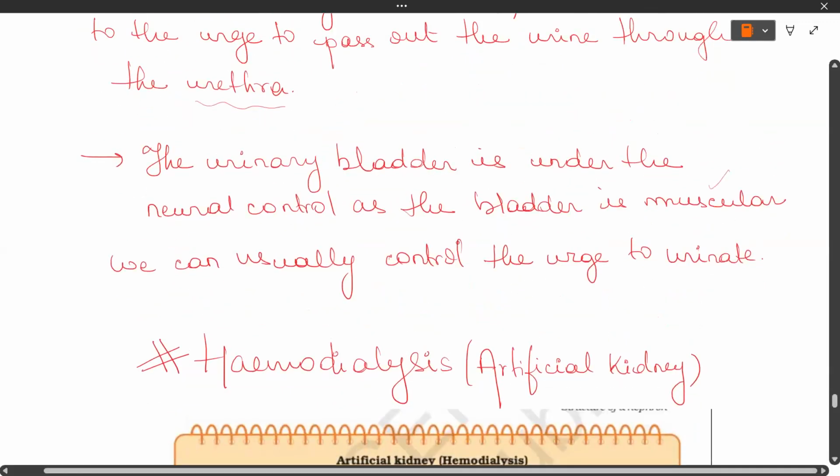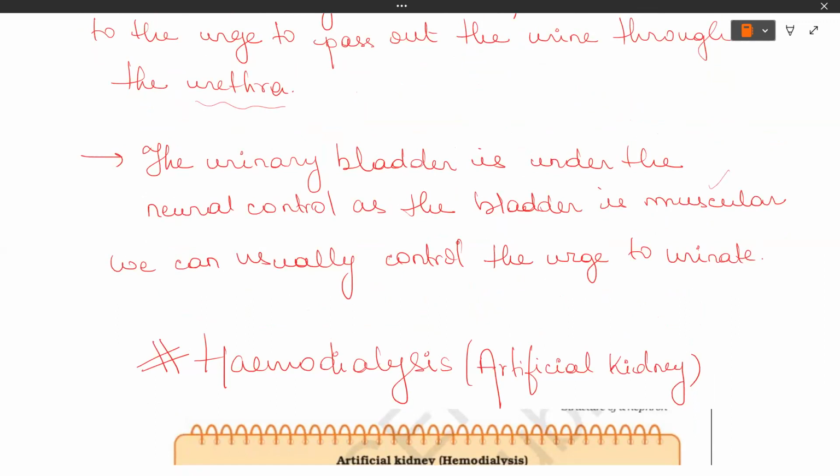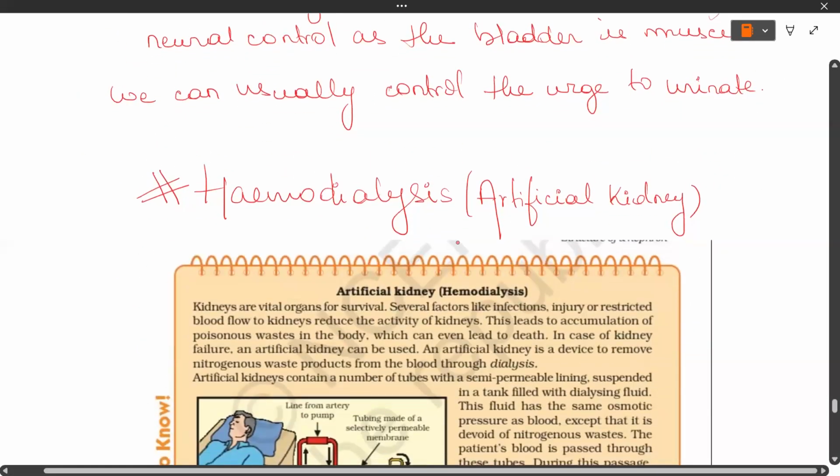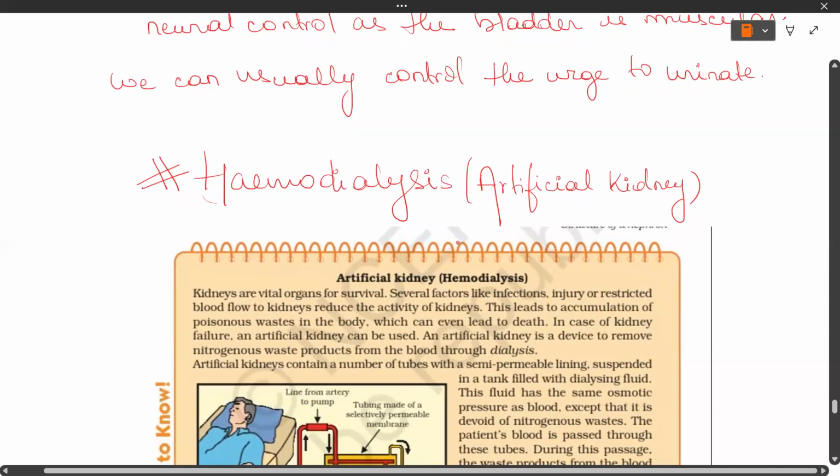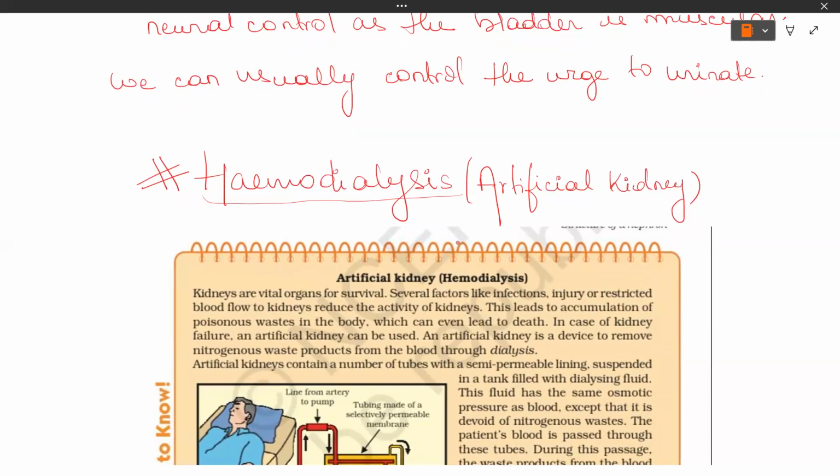Now we know that the kidney is so important since it purifies the blood, it filters the blood. For those people who have failed kidneys, what will happen? A lot of waste will start accumulating in the body. That is why they require hemodialysis. Their blood is filtered with the help of a machine, that is known as an artificial kidney.